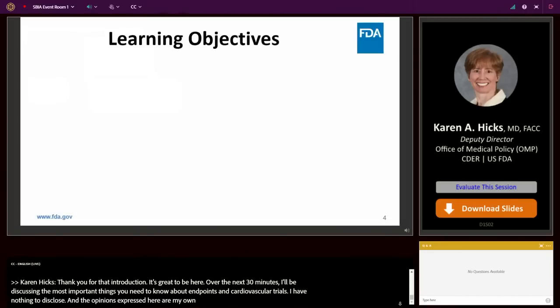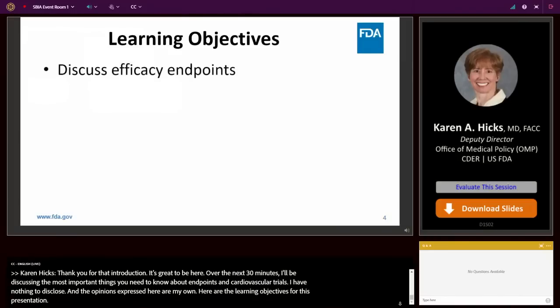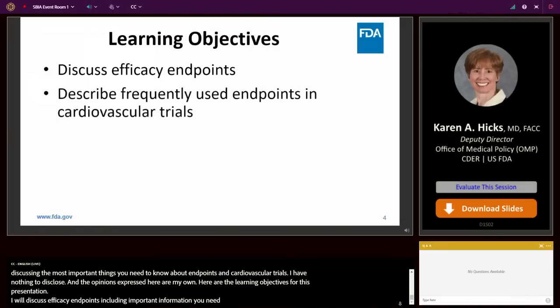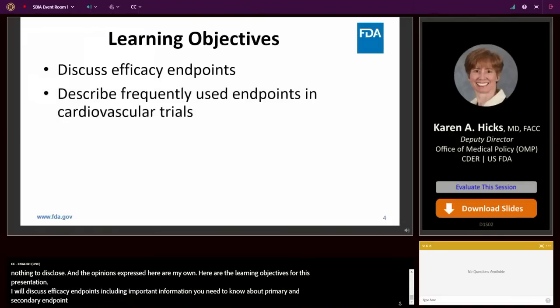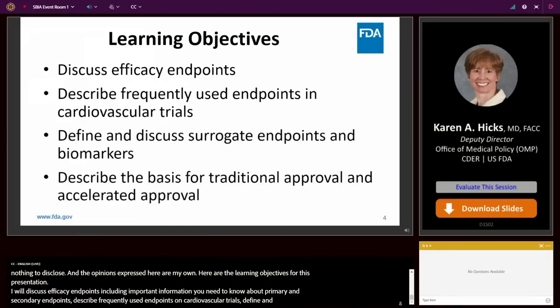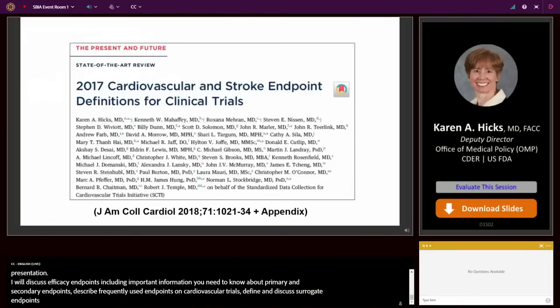Here are the learning objectives for this presentation. I'll discuss efficacy endpoints, including important information you need to know about primary and secondary endpoints, describe frequently used endpoints in cardiovascular trials, define and discuss surrogate endpoints and biomarkers, and describe the basis for traditional approval and accelerated approval.